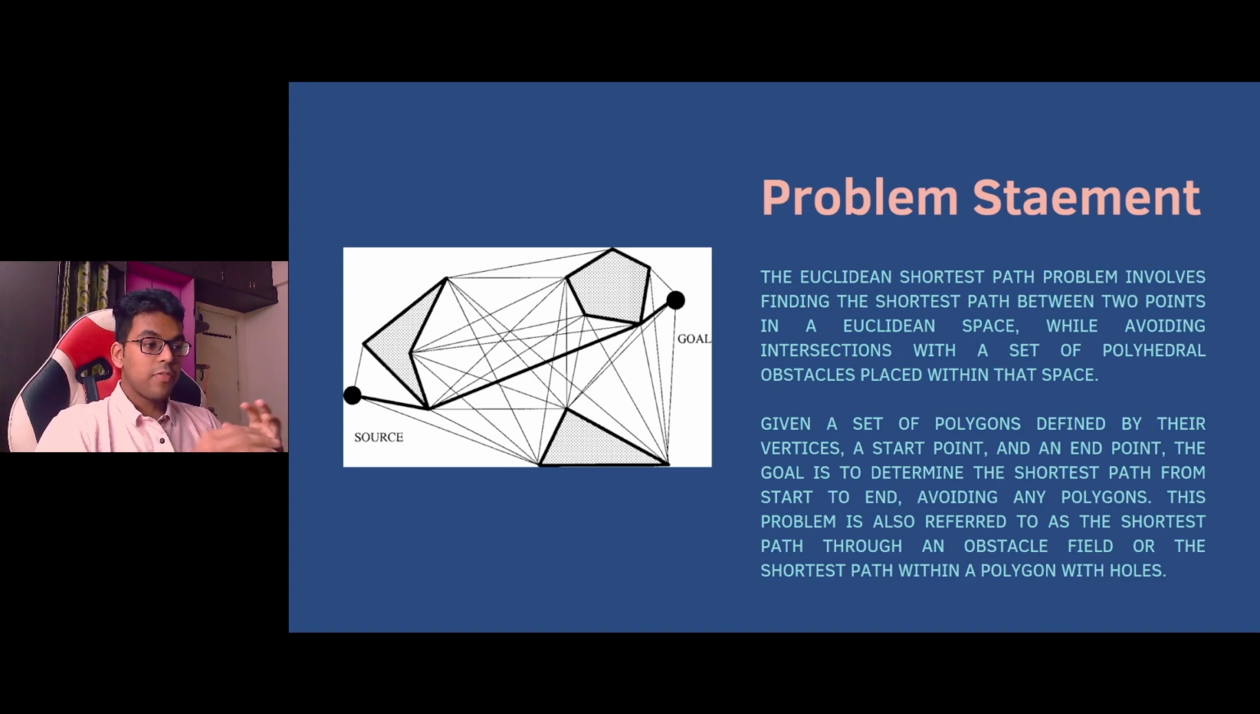So given a set of polygons that are defined by the vertices and a start point, which is the source, and an end point, which is the goal, the main objective is to determine the shortest path from start to end, that is source to goal, avoiding any polygons, which are the intersections. This problem is also referred to as the shortest path through an obstacle field, or also called the shortest path within a polygon with holes.